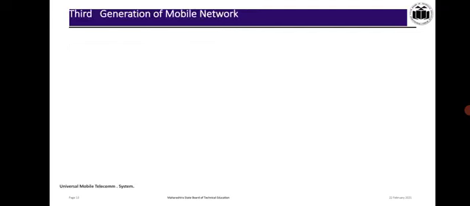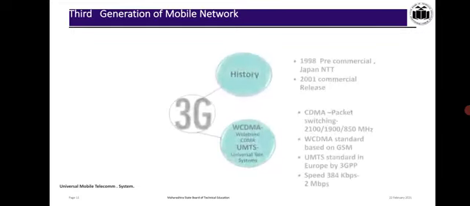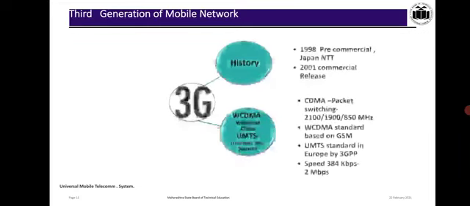The next generation becomes the third generation of mobile network. The aim of this technology was to offer high-speed data. The third generation was introduced in 1998 in a pre-commercial launch by a Japanese entity, and it was commercially released in 2001. It uses a wideband wireless network with which the clarity is increased. It also offers data services, access to television or video, and new services like global roaming.